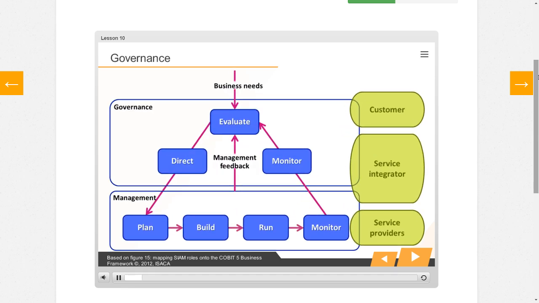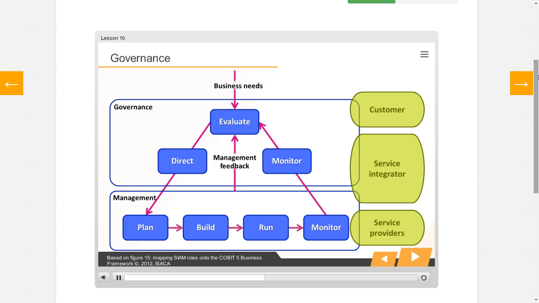Here, you can see the same diagram with the SIAM layers mapped onto it. The customer sets the overall strategy that defines, amongst other things, what needs to be governed. The service integrator carries out governance and management activities on behalf of the customer, and the service providers are involved in management activities only.